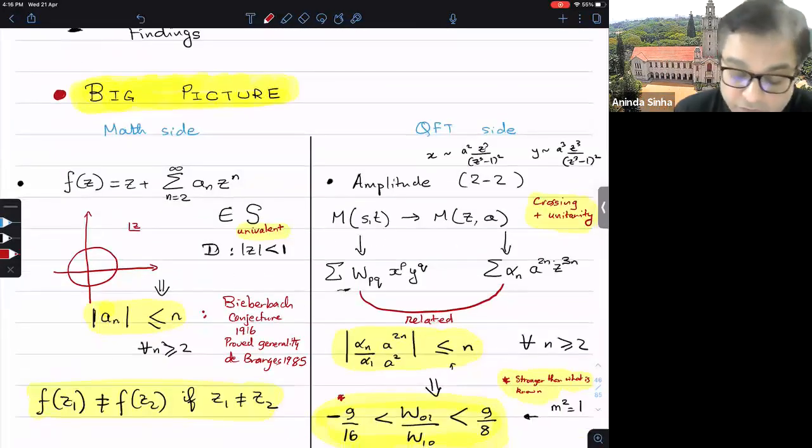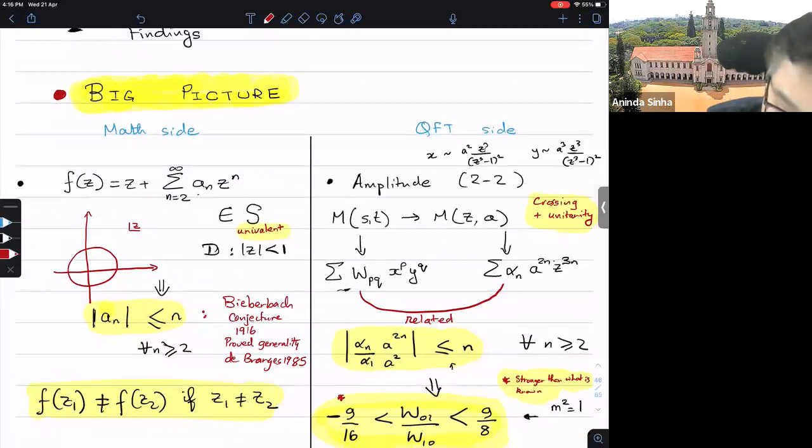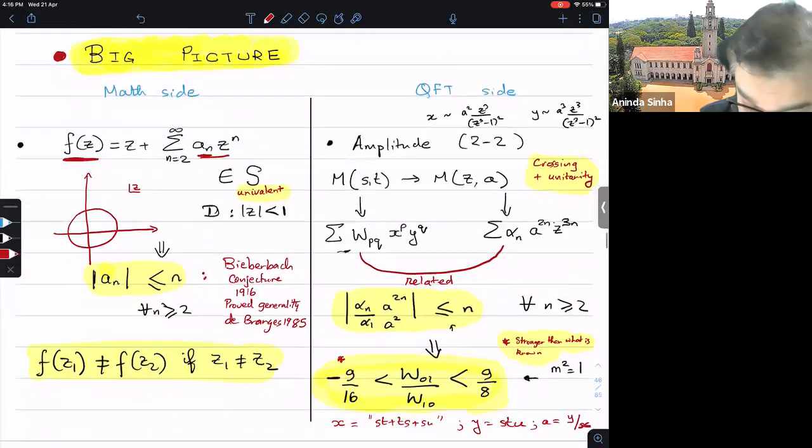So I told you the power of univalence. The power of univalence was that if you have an expansion, a single variable complex function, which is analytic inside the unit disk, and which is univalent, that means that f of z1 is unequal to f of z2 if z1 is not equal to z2, then the modulus of these coefficients are bounded.